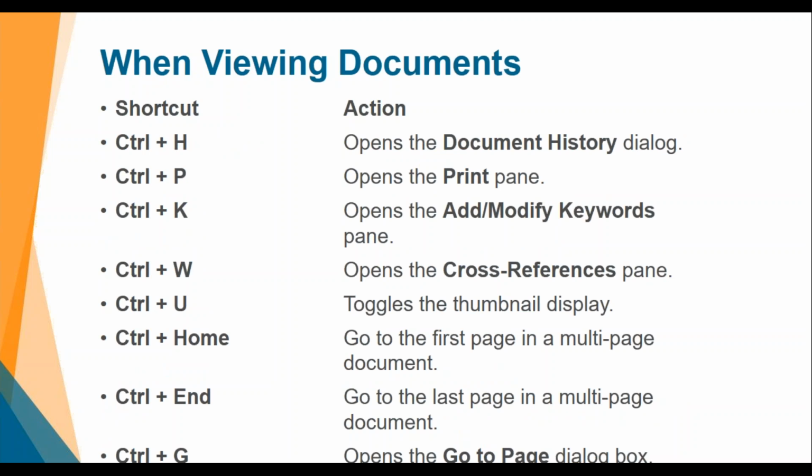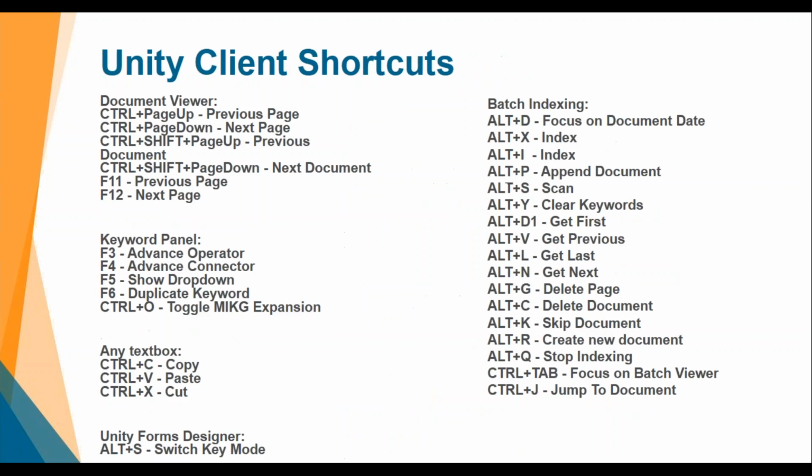If you actually have a document open, it will open document history. Control-P will allow you to print that document. Control-K will open your keyword panel. You can do cross-references with Control-W. If you've got a very large document, Control-Home and Control-End will take you to the first page and the last page. And Control-G will bring up the go-to page dialog box so you can tell it what page you want. Say you want page 50.